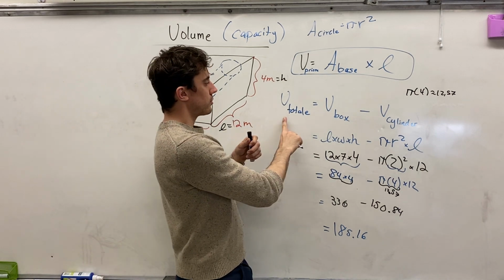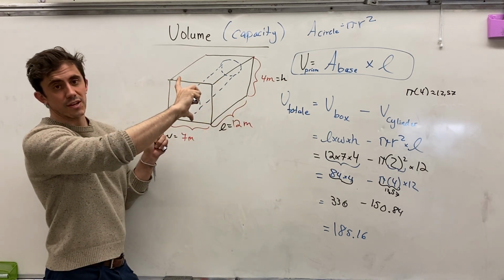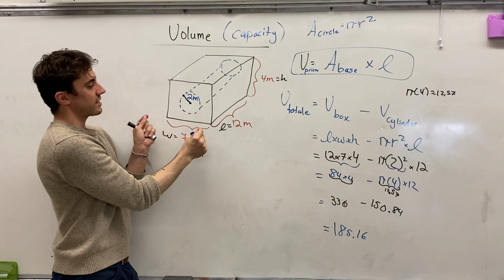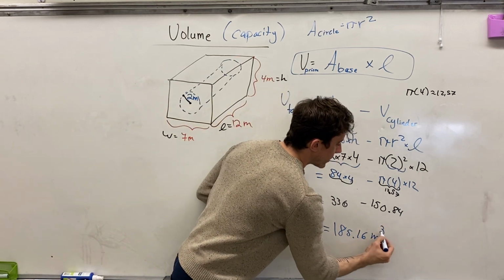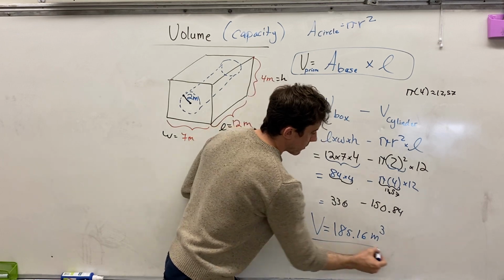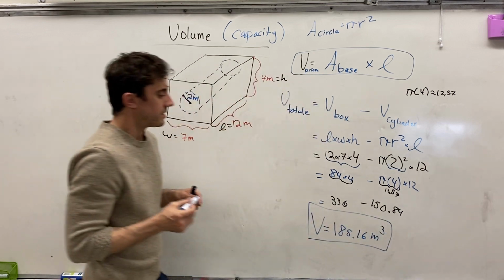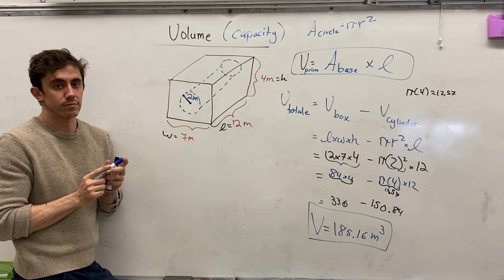Volume is a three-dimensional measure. We're calculating something that has 3 dimensions. And so our units are going to be cubic meters. Our volume in the end is 185.16 cubic meters.